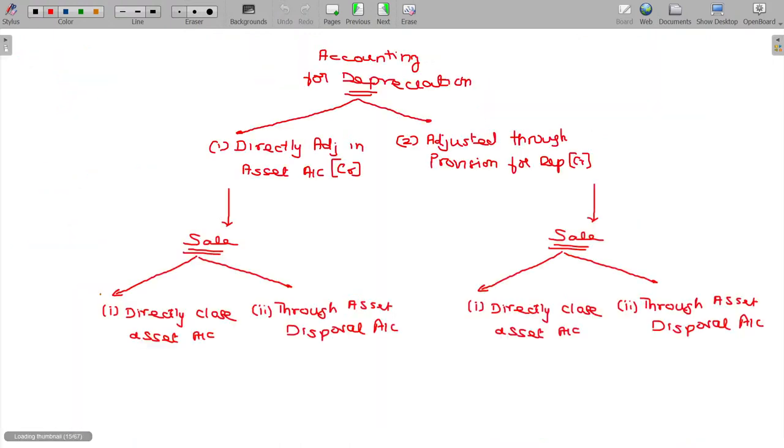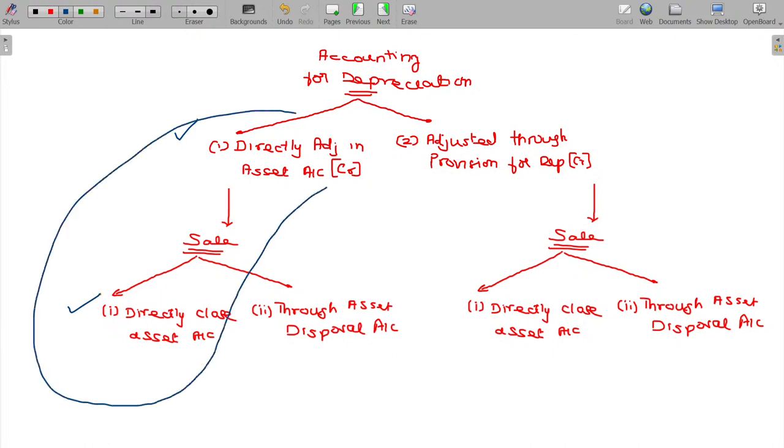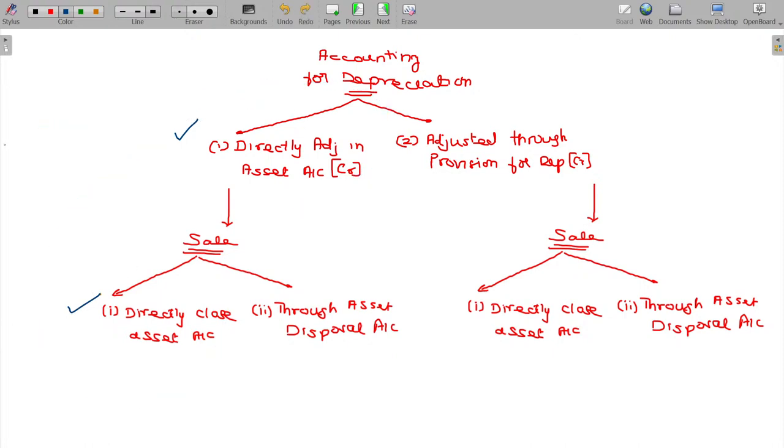So we have completed this method, direct adjustment of the asset's value reduction to the asset account. On sale, the asset account is reduced. So this model is over. This model we have completed. Clear?